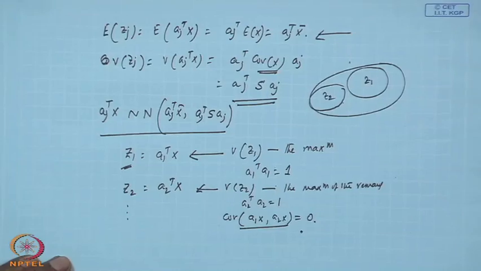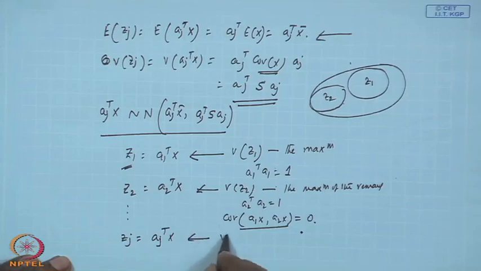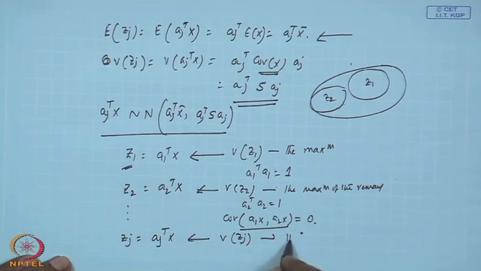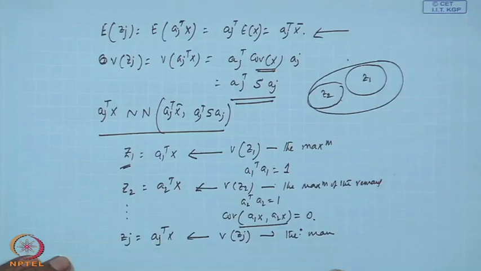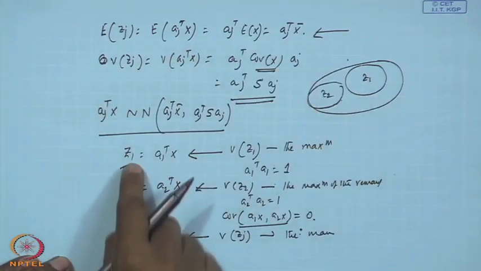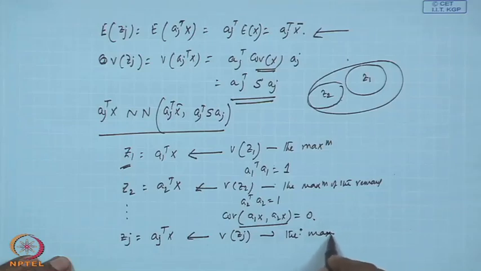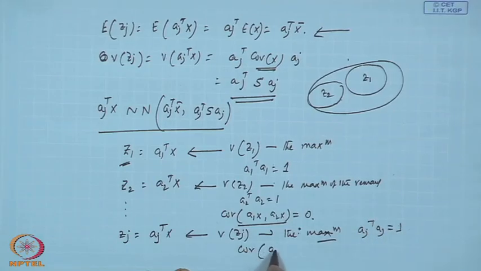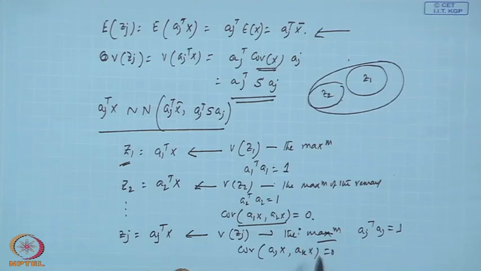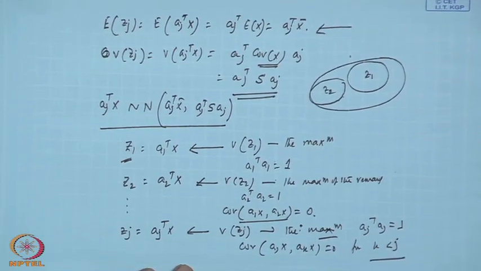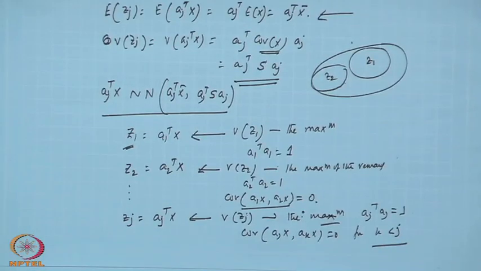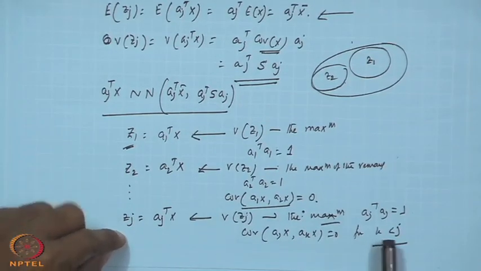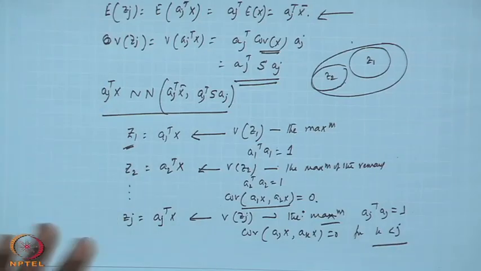Now, in this manner, if you go for Zj, then you will write Aj transpose X. Here you will definitely maximize the remaining variance. Already j minus 1 components are extracted, so you maximize the remaining variance, and here also you write Aj transpose Aj equals 1, and the covariance of Aj x and Ak x equals 0 for k less than j. Why k less than j? What I am saying is, k can be 1 to j minus 1.